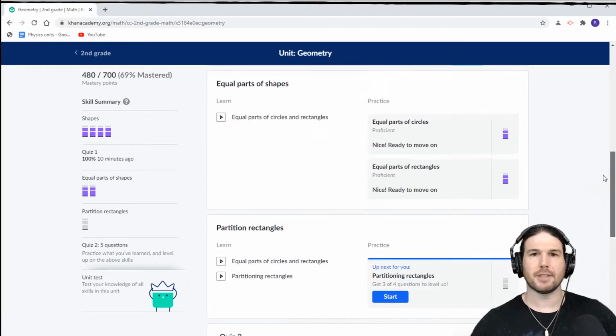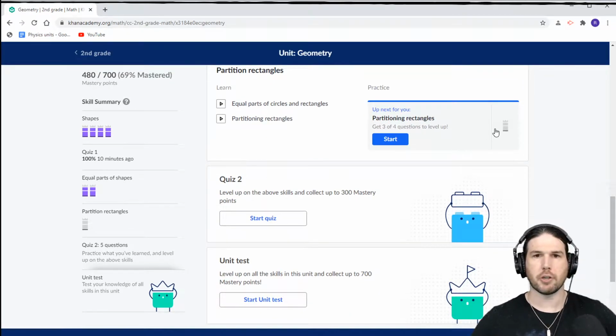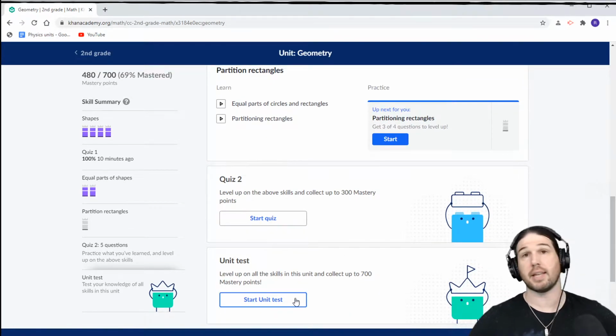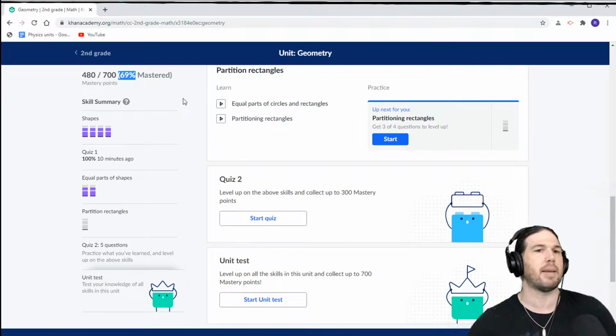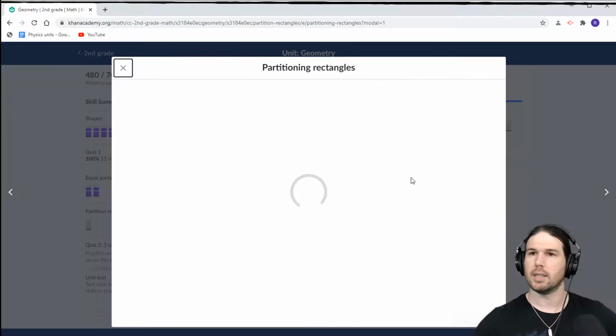All we have left for the entire night and for the entirety of second grade is partition rectangles, quiz 2, unit test, and then the course challenge, and we will be done. We are currently 69% mastered. Nice. God, I'm a child. Moving on.